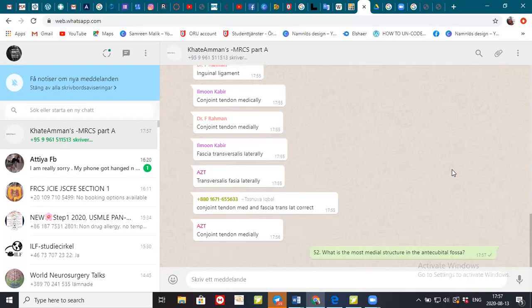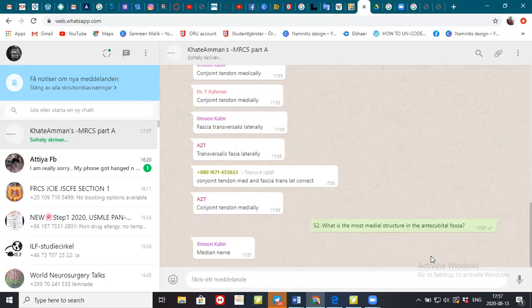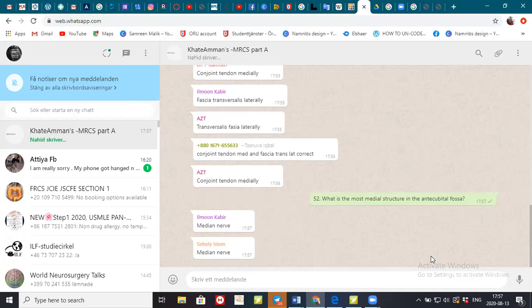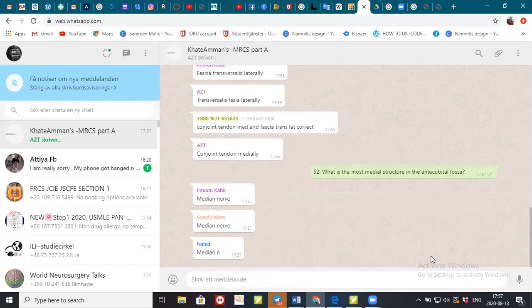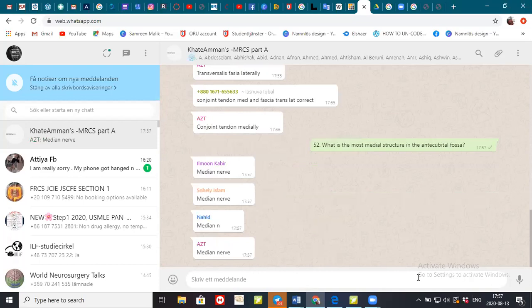So what's the most medial structure in the cubital fossa? Tell me the boundaries of the cubital fossa first. It is formed superiorly by an imaginary line between the radius and ulna, laterally by brachioradialis, and medially by pronator teres. The most medial structure is the median nerve, then the brachial artery, then the tendon of biceps brachii, and the radial nerve is the most lateral structure.